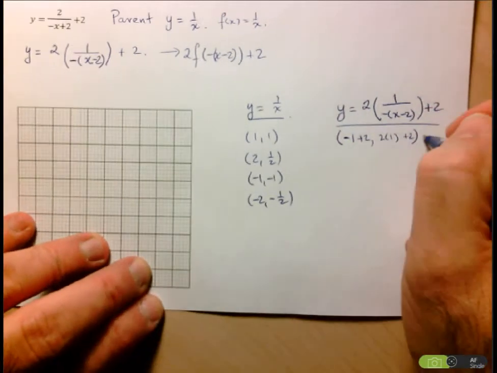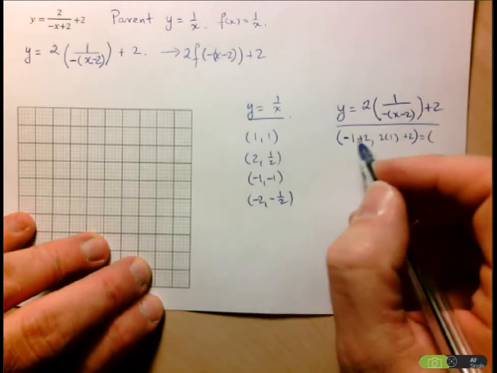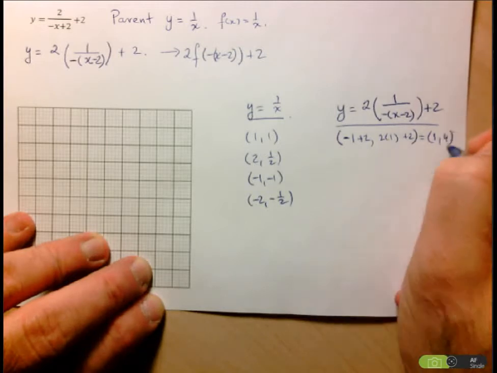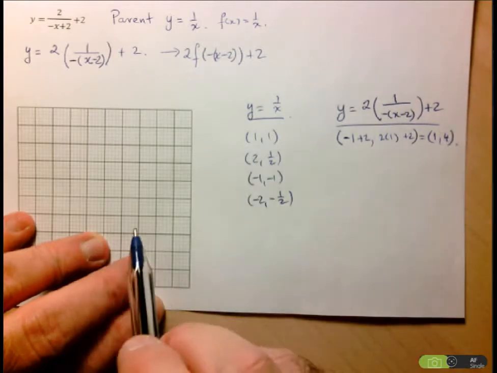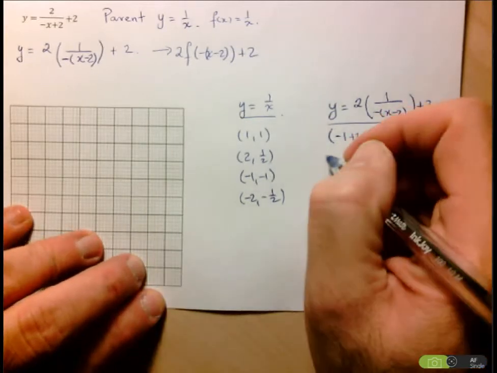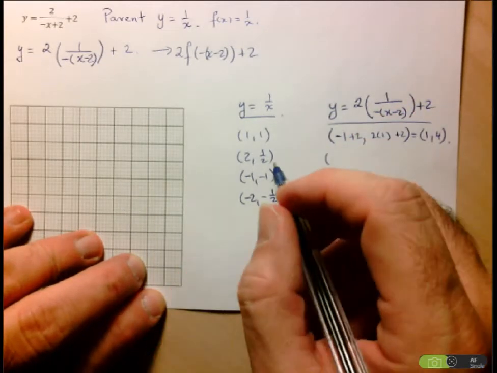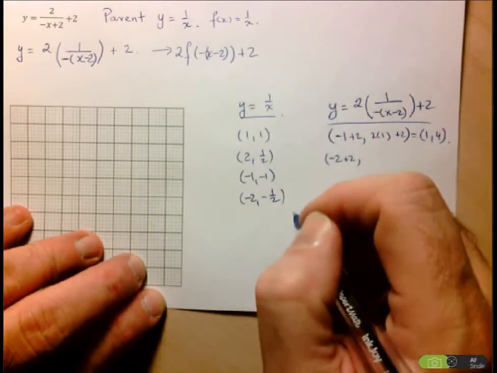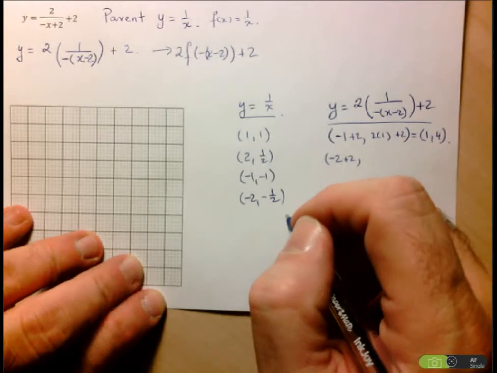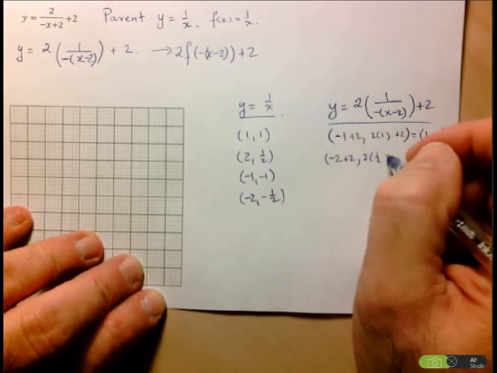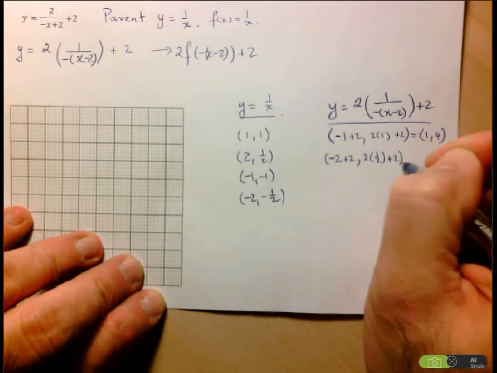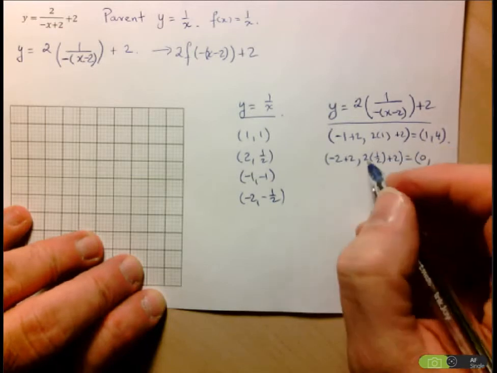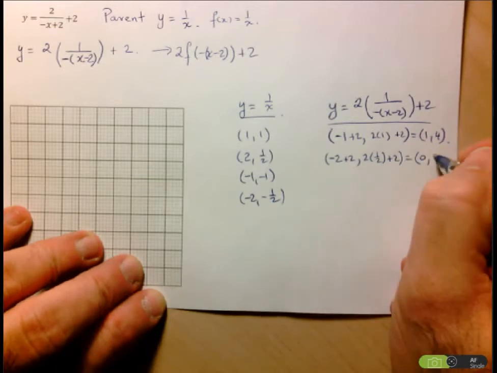So in the end, we end up with the point. Negative 1 plus 2 is 1, and here we've got 2 plus 2 is 4. So the point 1, 1 got transformed to the point 1, 4. Let's take a look now at the next one. Again, this is going to be negative 2 plus 2, and then for the y values, it's going to be 2 times 1 half, 2 times the y value, plus 2. So that becomes a point. Negative 2 plus 2 is 0, and then 2 times a half is 1, plus 2 is 3.